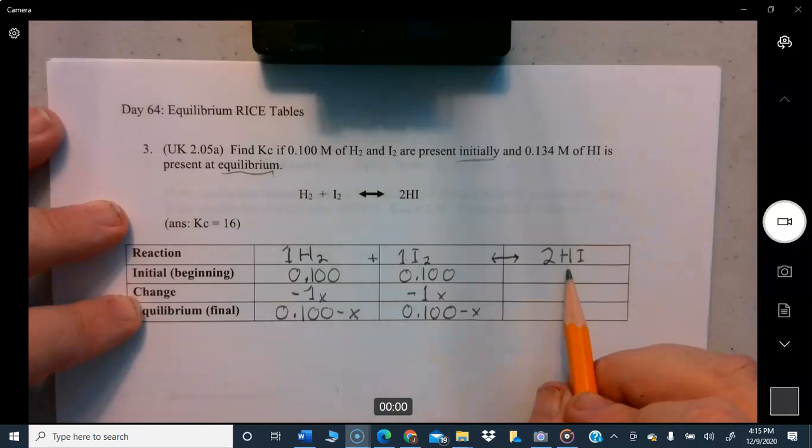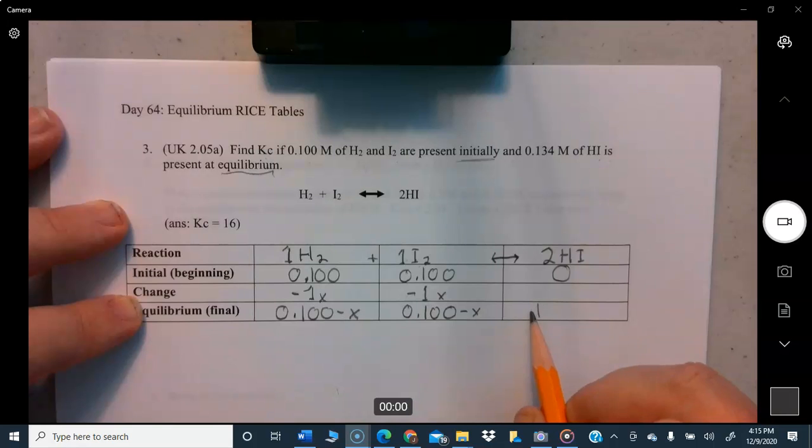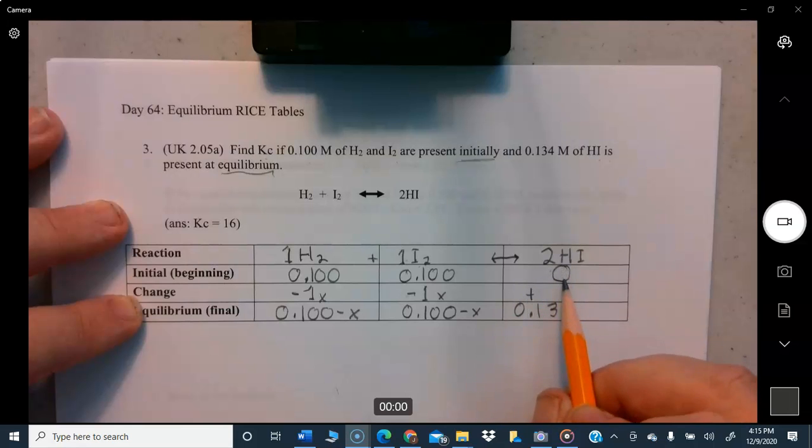Okay, you assume that you didn't start with anything here, but they did give you the equilibrium. So that goes there. Okay, and it's going to be adding because this is a product. So you can't go below 0, right? So you got to go up. No place to go but up. So it's going to be x, and since the coefficient there is 2, it's going to be 2x.